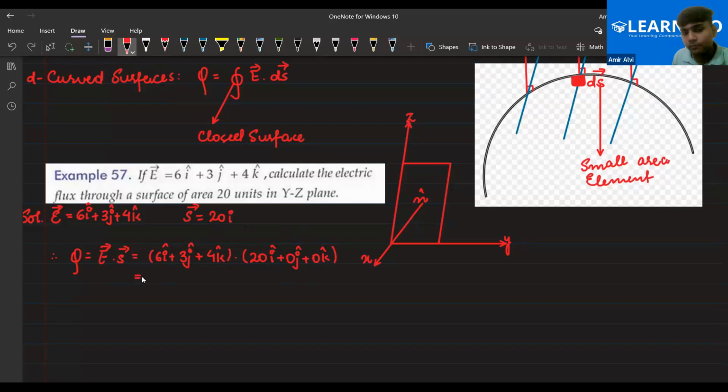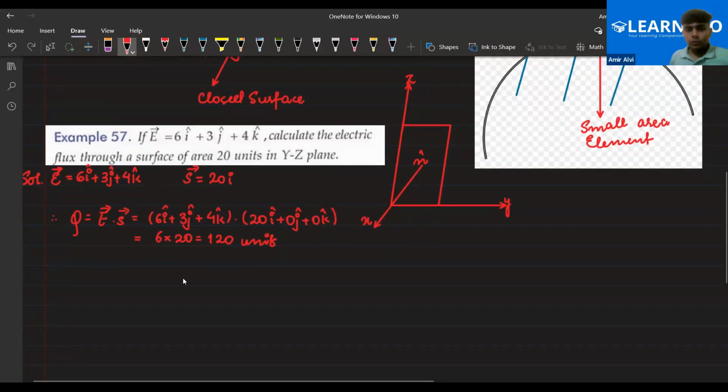So that means it is equal to 6 into 20. So it comes out to be 120 newton meter square per coulomb, or volt meter. Please do let me know, is that clear to you or not? Yes, sir, it is clear. Okay. Because no specific unit is given to you, let's write down the units only. So please note it down.